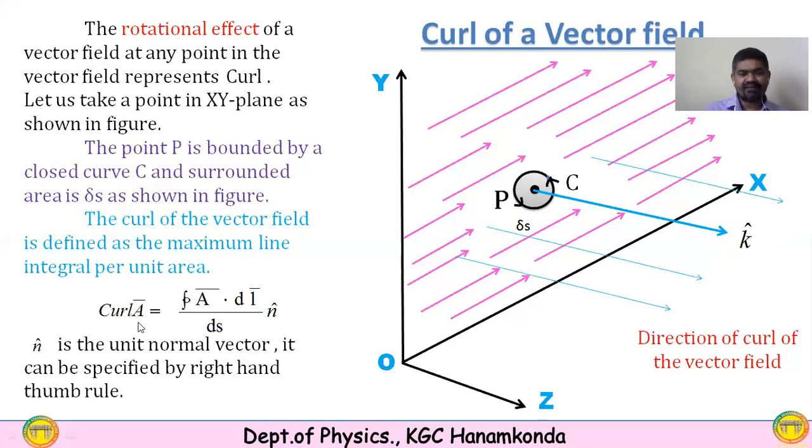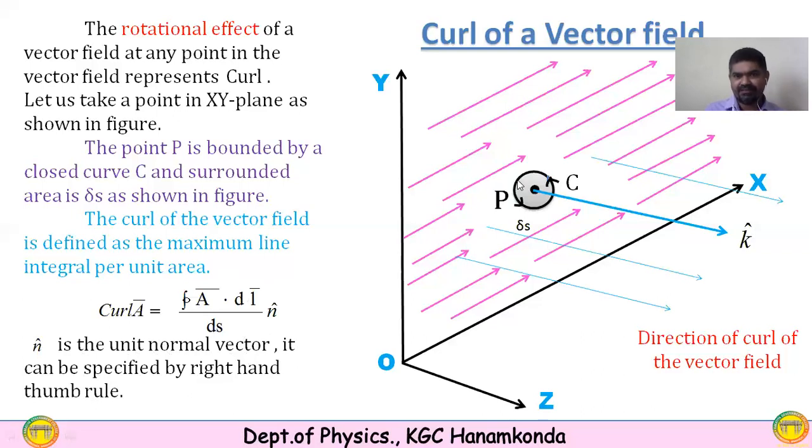So the curl of a vector field, curl of A bar, here I have taken the field as A bar, is equal to the maximum line integral, which is the line integral of A bar dot dl bar, divided by ds, where ds is the total area, into n cap. This n cap is the unit normal vector. If we multiply this quantity with n cap, we get a vector. Therefore, n cap is the unit normal vector. It can be specified by the right hand thumb rule.